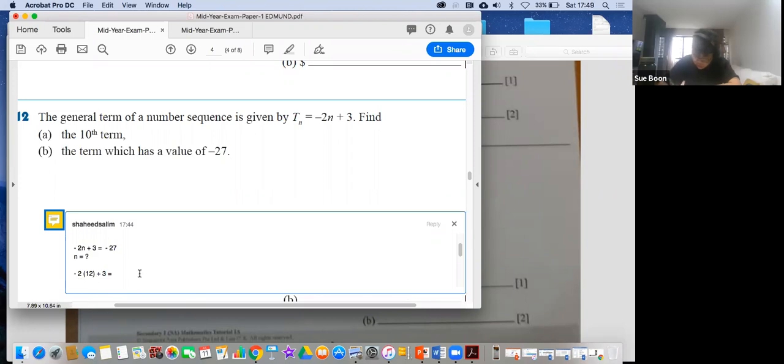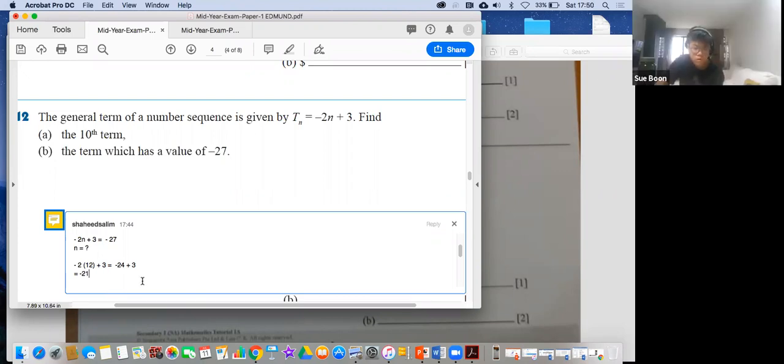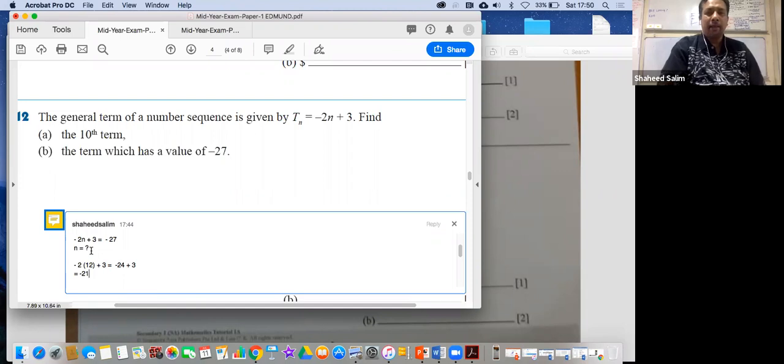Minus times plus equals minus. 24 plus 3: I owe $24, I have $3, so -21. No, different. You want -20. Let us see. I think your mistake is somewhere down here. You forgot to do this.